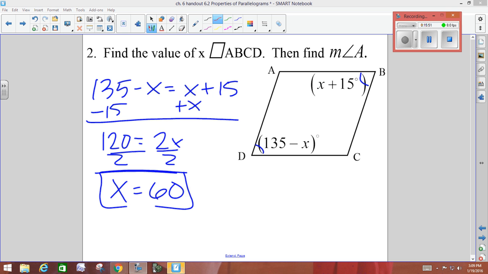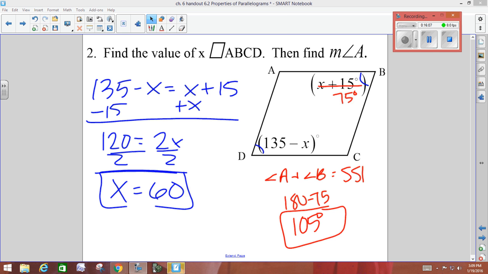Good. Good. Substitute 60 in, and angle B is 75 degrees. Angle A and angle B are consecutive or same side interior, so they have to add up to 180. What did you say it was? 105? Good. All right. Do number 3.